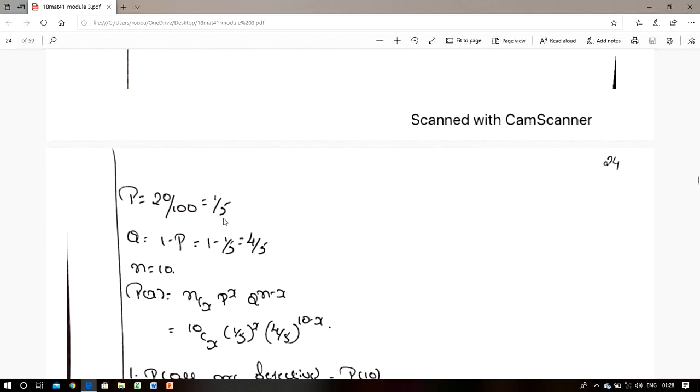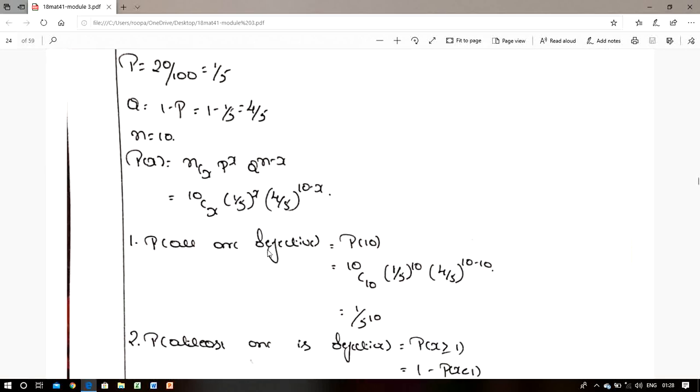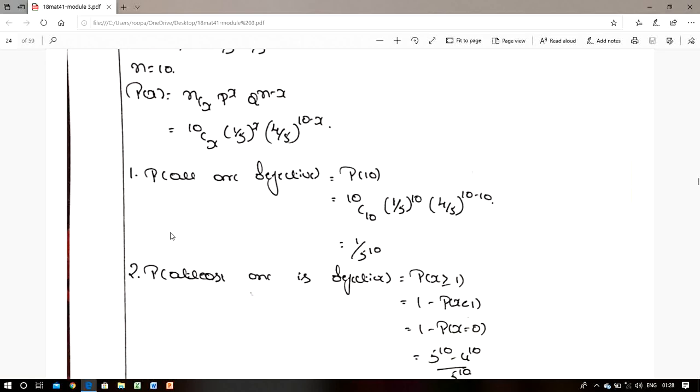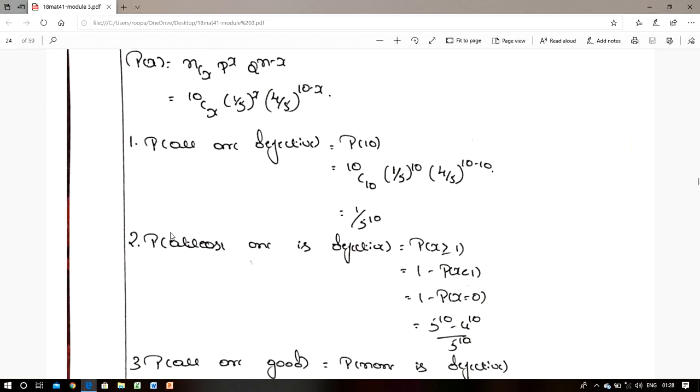Next we have to find q. q can be written as 1 minus p, that is 1 minus 1 by 5, which is equal to 4 by 5. We put this value in the equation. Now we come to the first condition: all are defective. All are defective means all the 10 transistors are defective, so take x equal to 10 in this equation. Simplifying, we get 1 by 5 to the power of 10.